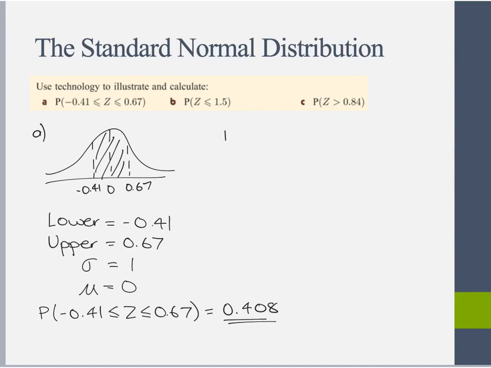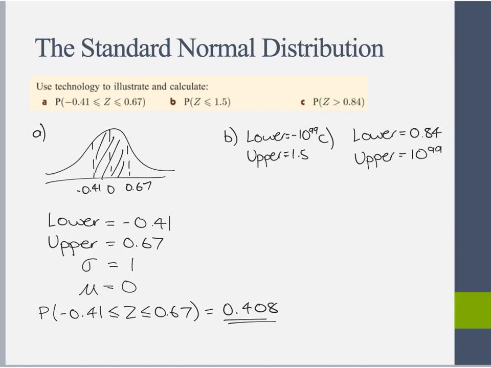Now, I don't think in this video I need to go through B and C. You should just know that if we're going Z less than 1.5, in that case, lower is going to be negative 10 to the 99, and our upper is going to be 1.5, whereas in this one, lower is going to be equal to 0.84, and the upper is going to be equal to 10 to the 99. And that's what you need to do to find those. Obviously, the standard deviation and the mean are always going to be that. But I hope that makes sense on how to do these questions.